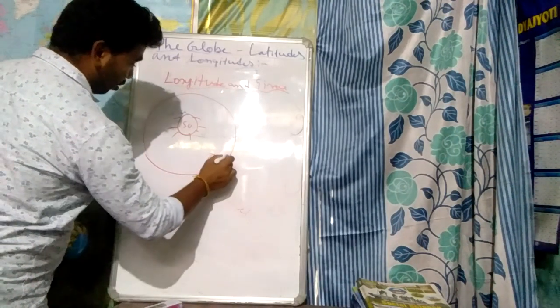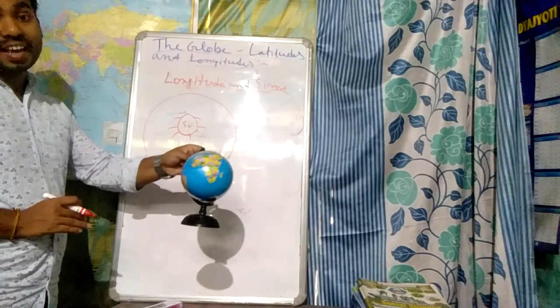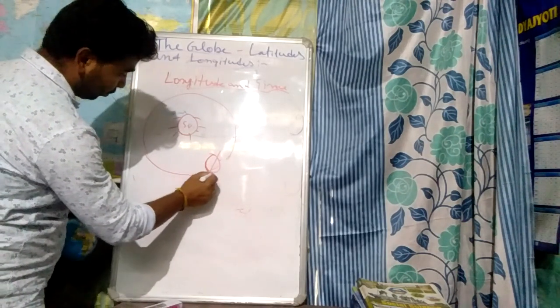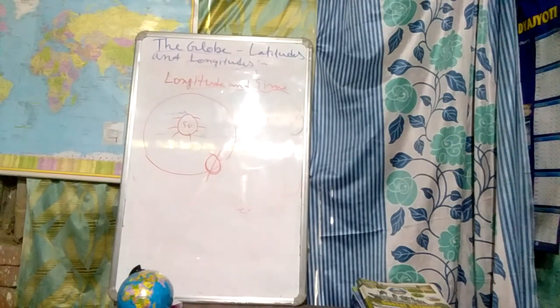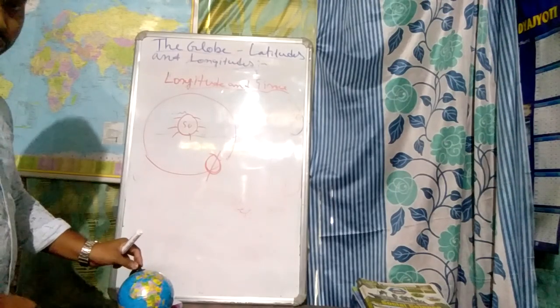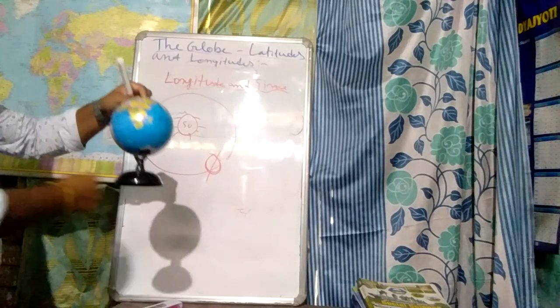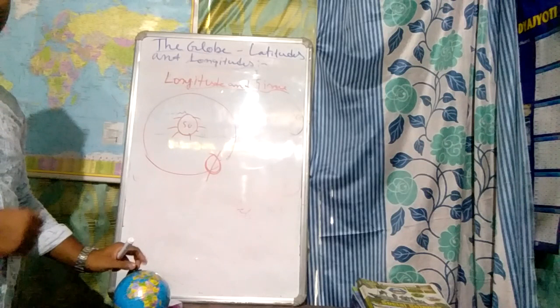In 24 hours it rotates on its axis. In this time the Earth changes its position. One rotation of the Earth on its axis gives us the measure of the day. One rotation, when the Earth rotates on its axis from west to east, we measure as one day.